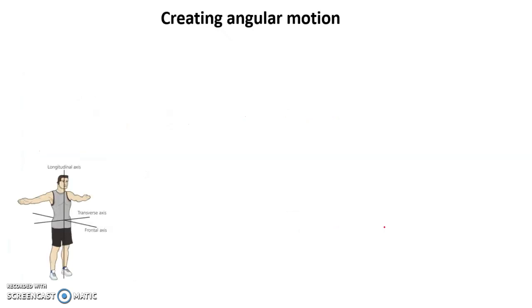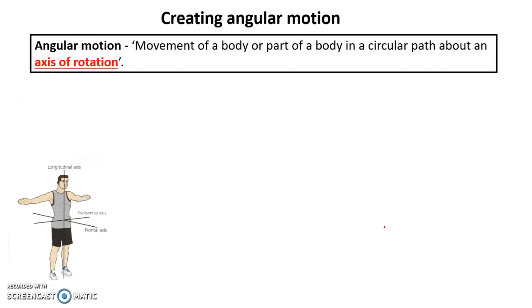Okay, right. Creating angular motion then. When we're creating angular motion, as we looked at before, we've got a movement of a body in a circular path around an axis of rotation. We've looked at our axes of rotation now. So let's have a look at how we actually do this. We've looked at the fact you have to have an eccentric force that passes outside the centre of mass.